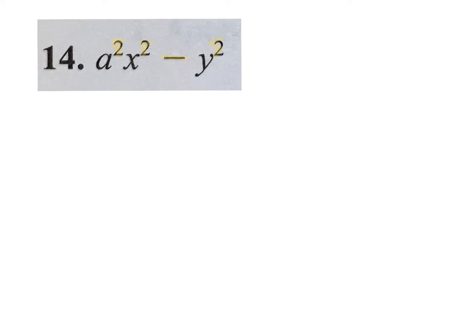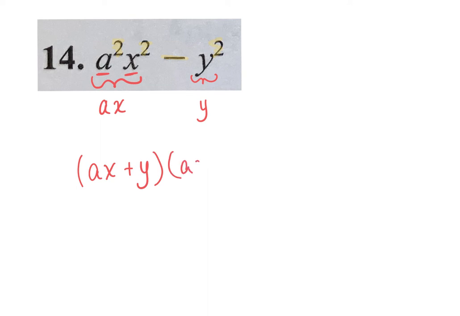So then I am just going to find the square root. Well, for the square root, you just remember, divide your exponent in half. The square root of a squared is just a. The square root of x squared is just x. The square root of y squared is just y. And once I know my square roots, I'm just going to do plus minus. So I have ax plus y, ax minus y.